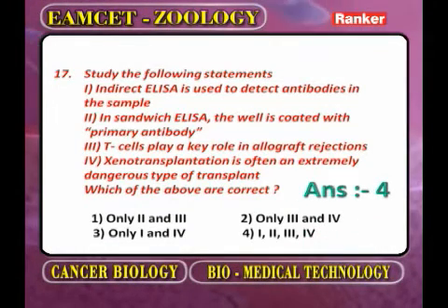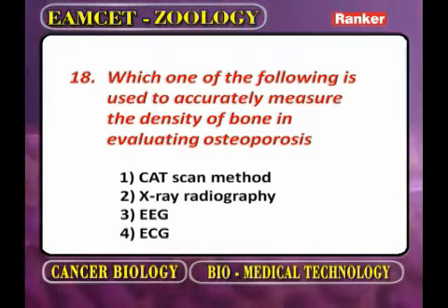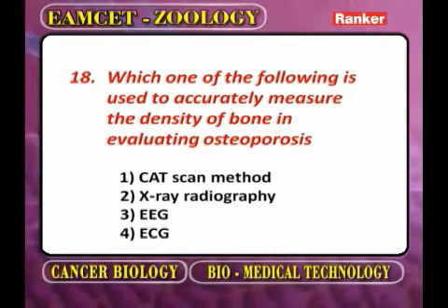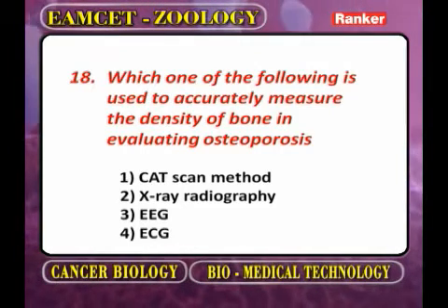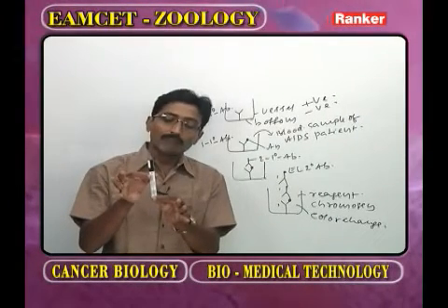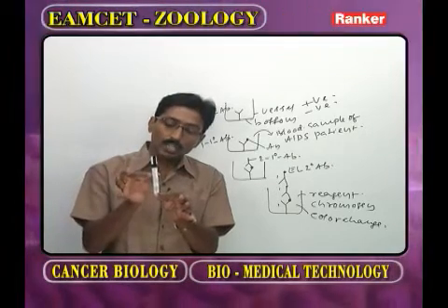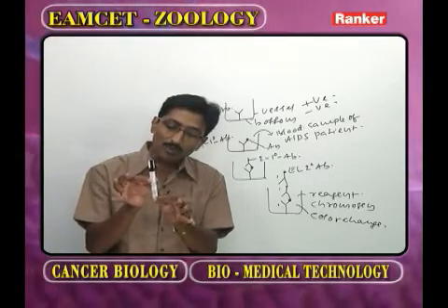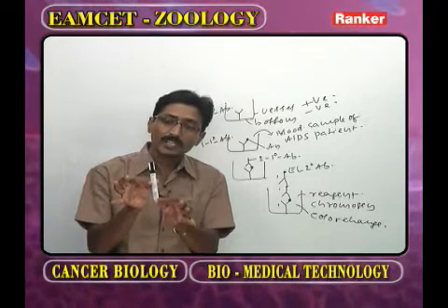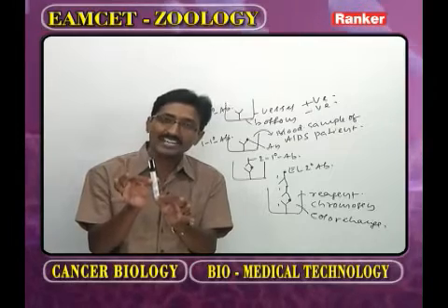Now the next question: which one of the following is used to accurately measure the density of the bone in evaluating osteoporosis? Now as we observe in our body, this is one bone. The formation of holes in the bone, we call it osteoporosis. Now we want to know the density of the bone, whether it is thick or thin. To know the density of the bone, what type of test is conducted by the radiologist?